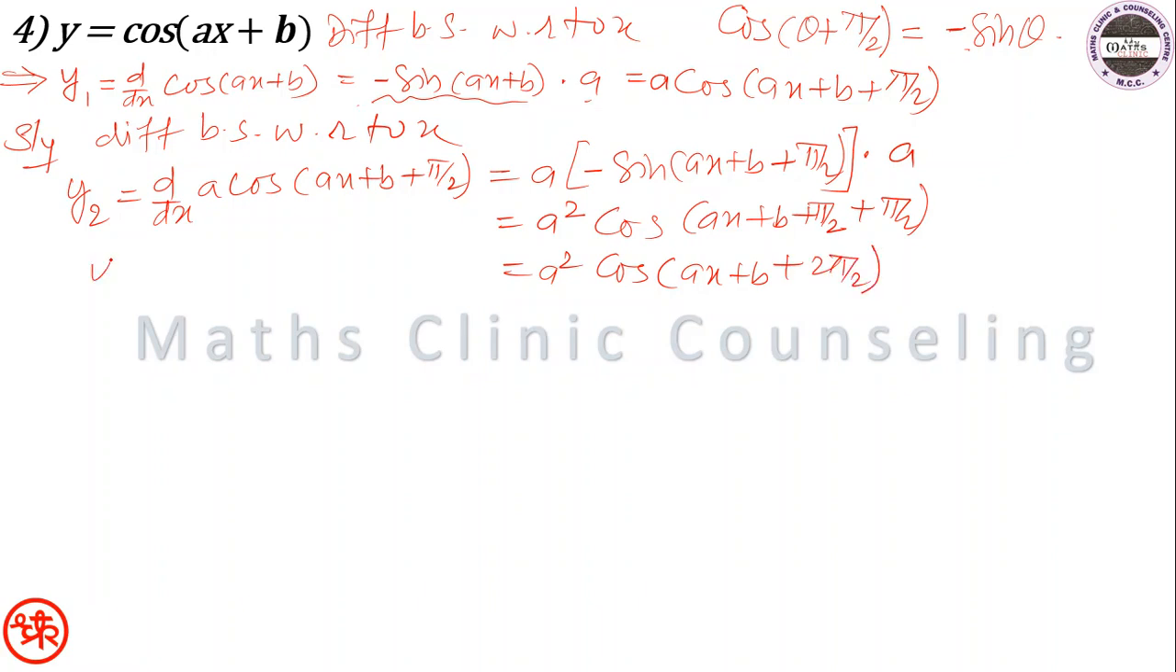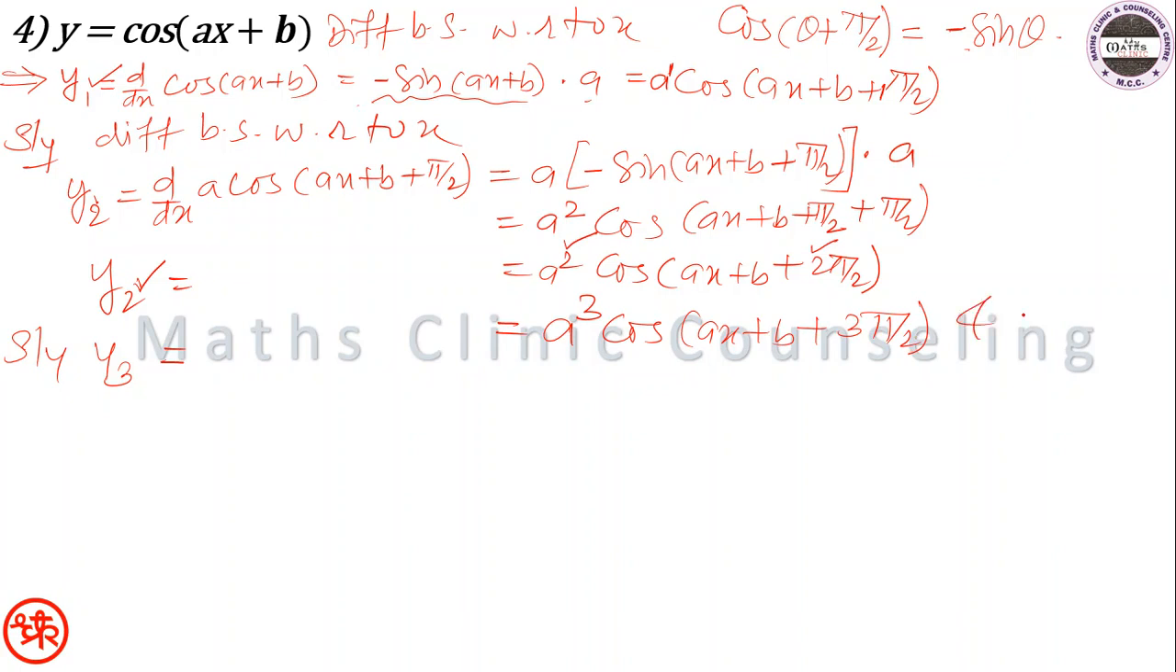So look here, y2 is equal to, here is 1, here is a to the power 1, and here pi by 2 multiplied by 1. Here is 2, here is also a to the power 2, and pi by 2 into 2. So therefore similarly y3, can you guess y3? So y3 is equal to a to the power 3. Same process we repeated, so cos of ax plus b plus 3 pi by 2. Is that clear? So and so on.